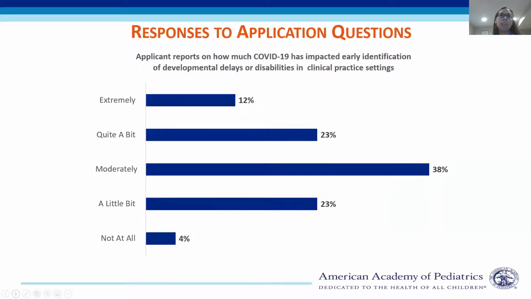And when asked how much COVID has impacted early identification of developmental delays or disabilities, 12% felt that had been extremely impacted, 23% reported quite a bit, 38% expressed that early identification was moderately impacted, 23% felt that it was impacted a little bit, and just 4% stated that it hadn't been impacted at all.